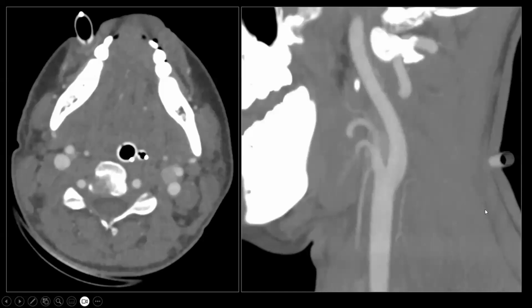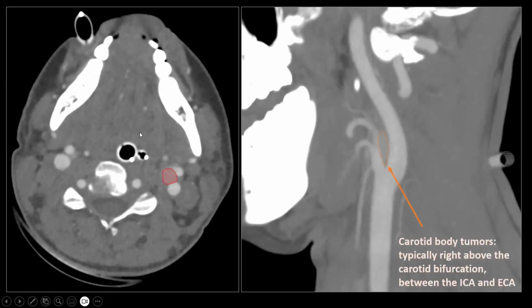This is an example of a carotid body tumor discovered incidentally on a CT angiography of the neck. Here is this very small tumor. This is a CT angiography, but we already see enhancement of the tumor because it's very, very vascular. And if you look at the sagittal image, you will see that the tumor is located in the middle on top of the carotid bifurcation between the external carotid artery anteriorly and the internal carotid artery posteriorly.